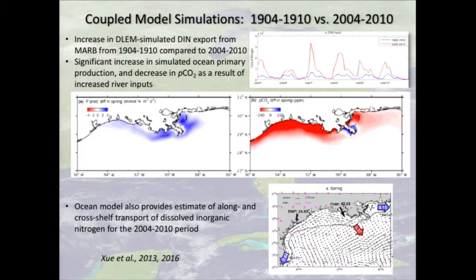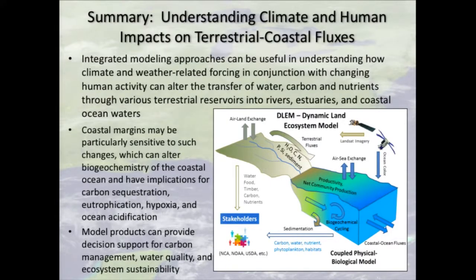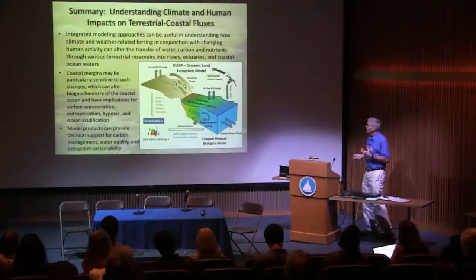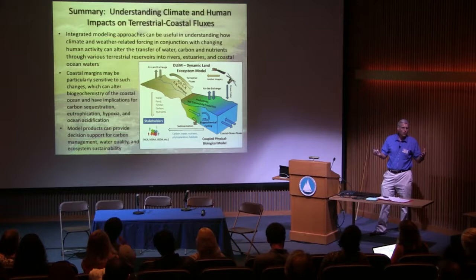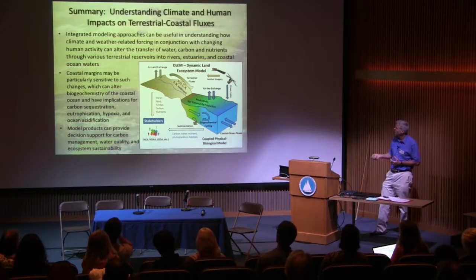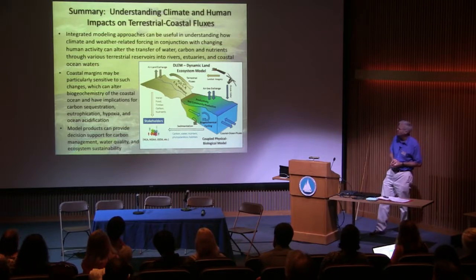And the model can also generate cross-shelf and along-shelf fluxes, in this case of nitrogen, and that's just shown here for illustration. So to wrap it up then, we have this integrated modeling system that really can serve as a decision support tool. And it allows us to look at these scenarios, which can be used to guide policy development and management, not only for carbon management, but also potentially for eutrophication, hypoxia, and ocean acidification.